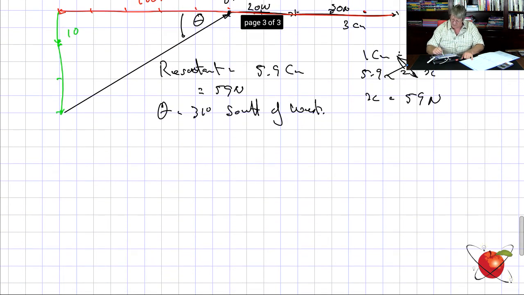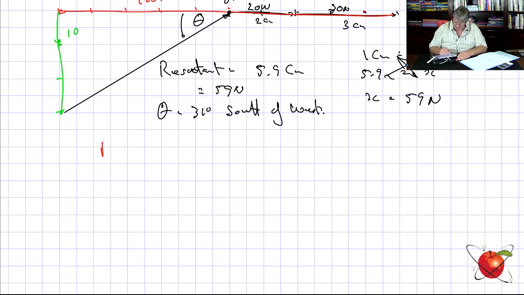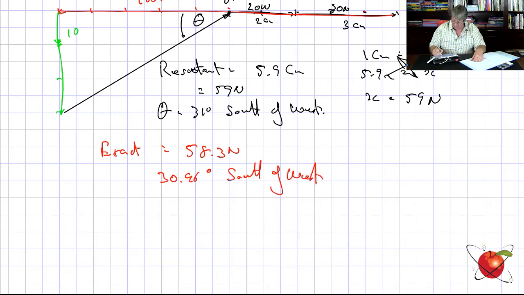Now, if I did this exactly, let's put it in red, the exact answer is going to be 58.3 newtons and 30.96 degrees south of west. There's some of our vectors there. Okay, let us see. Oh yeah, we can still do the next one.